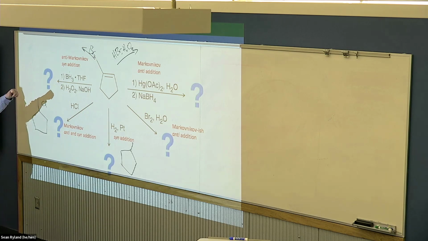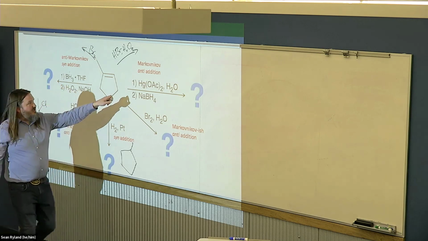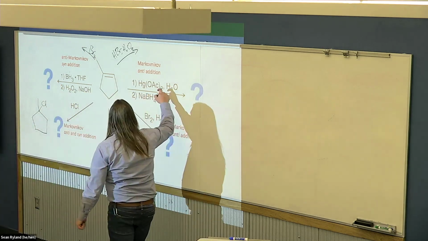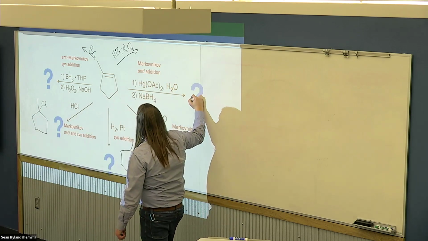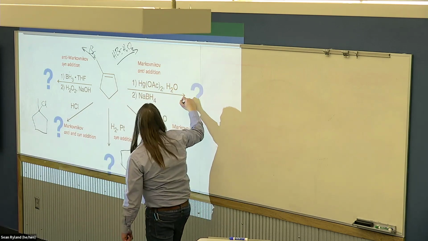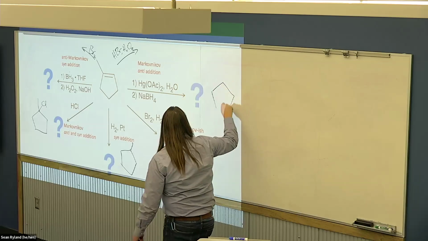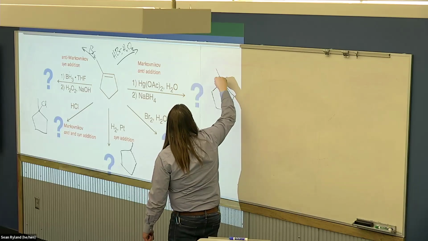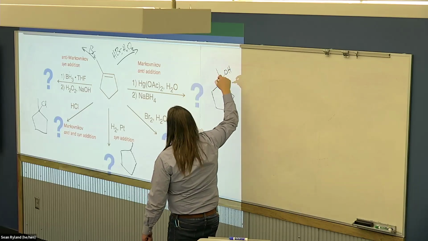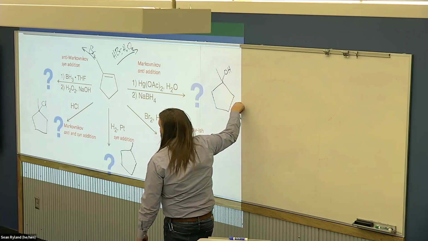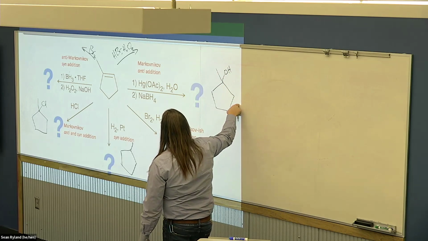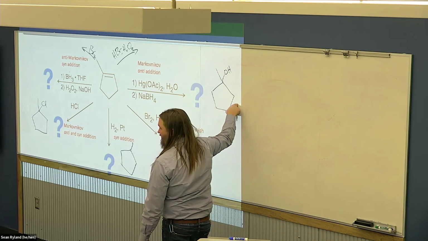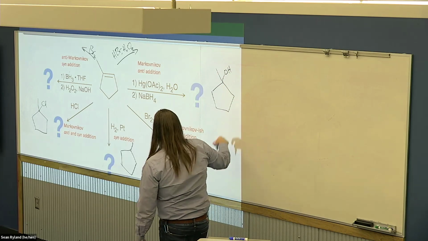If we do the oxymercuration, demercuration, it's Markovnikov, which means we're going to put our oxygen on the more substituted carbon. But again, we're not going to get a stereo center. So it doesn't really matter that it's a mixture of anti and syn for that second step.